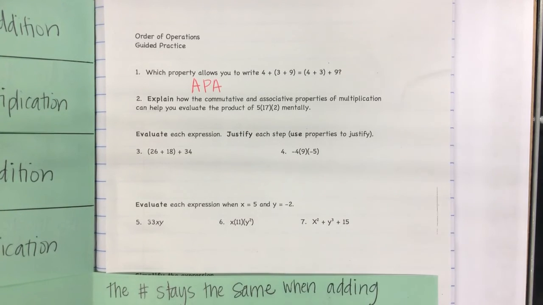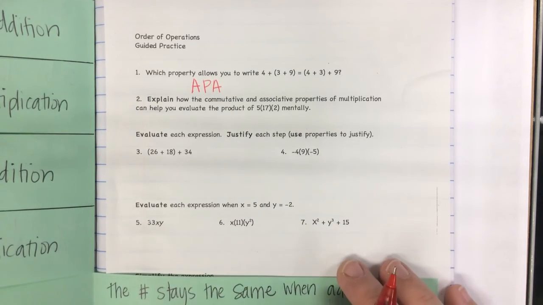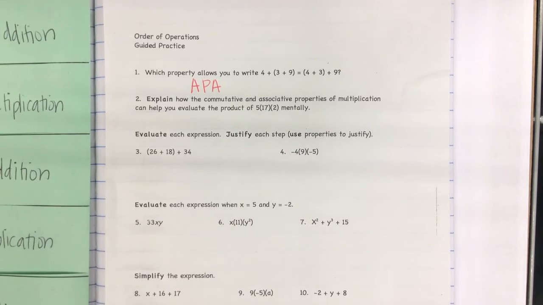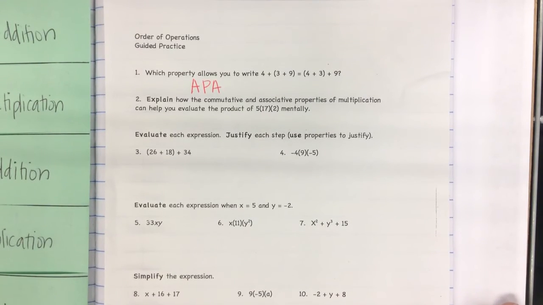Associative property of addition. Number 2 says explain how the commutative property and the associative properties of multiplication can help you evaluate the product of 5 times 17 times 2 mentally. Here's how it would happen.